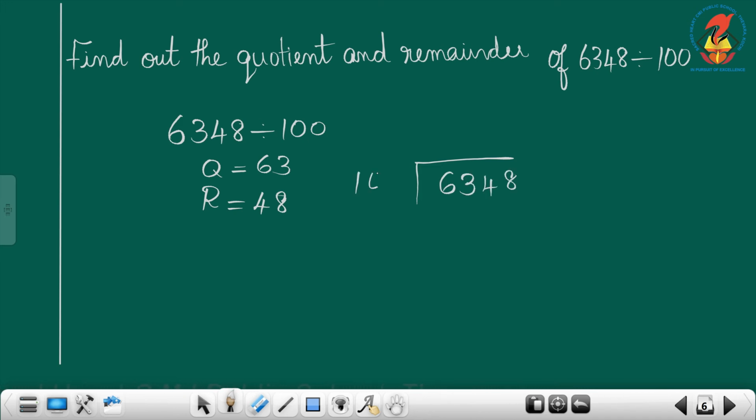6348 divided by 100. Okay, 100 means we can take the 3 digits together. It's 6 times, right? Here we can write it because we take those 3 digits together. So 634, 6 times is 600. When we subtract, 34 is the balance. Take the next digit, bring it down.